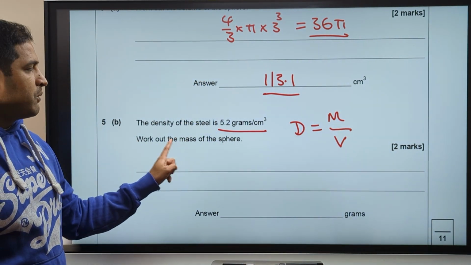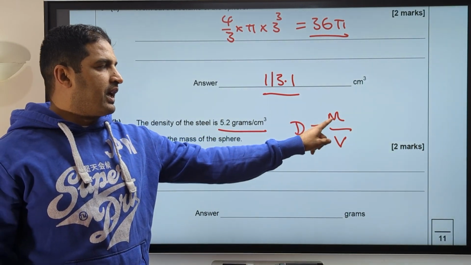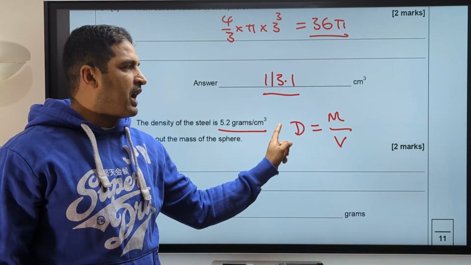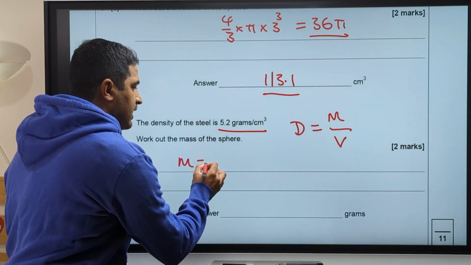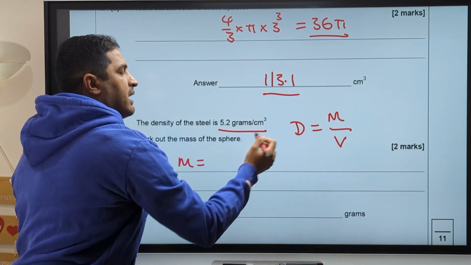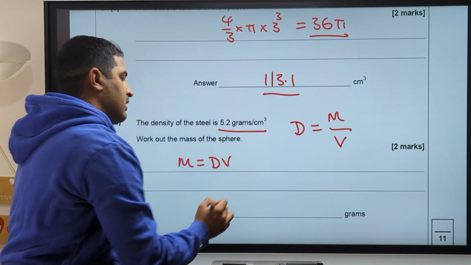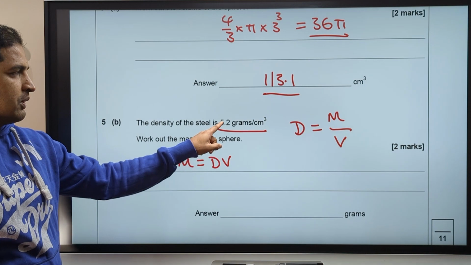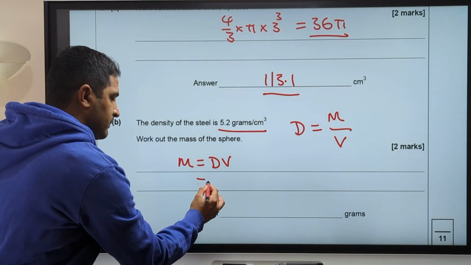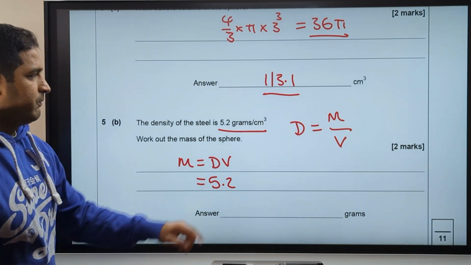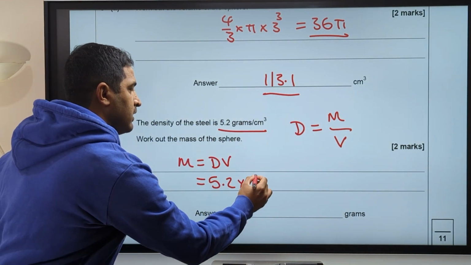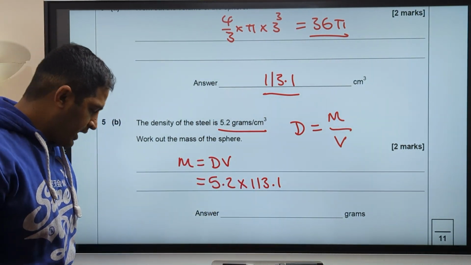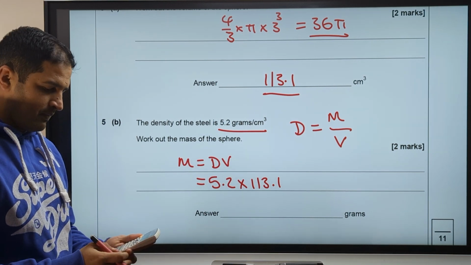And you need to work out the formula for the mass of the sphere. So if you want to work out what mass is, we need to get rid of this V from here. So multiply V on both sides. So we can say the mass comes from volume times the density. Density times volume or volume times density, it doesn't matter. That's where you get the mass from. Now we know the density, which is 5.2, and we know the volume, which is 113.1 at 1 decimal place. Multiply those out and you will get your mass.